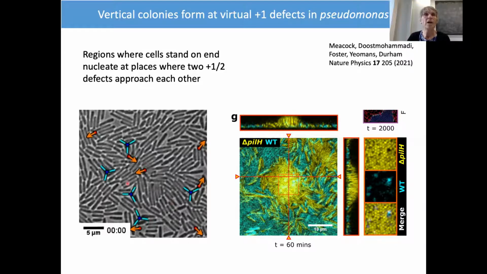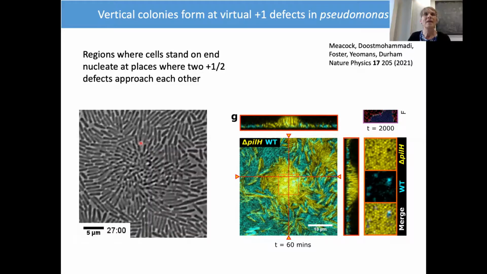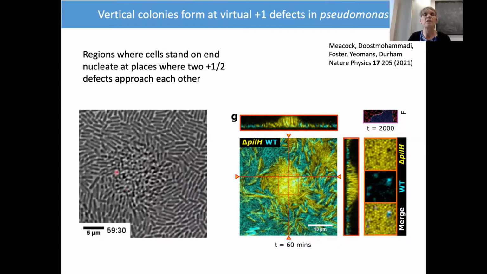And if the movie will go, this is this thing really happening in real life. Here you can see one of these colonies forming. Those are reasonably simple examples.